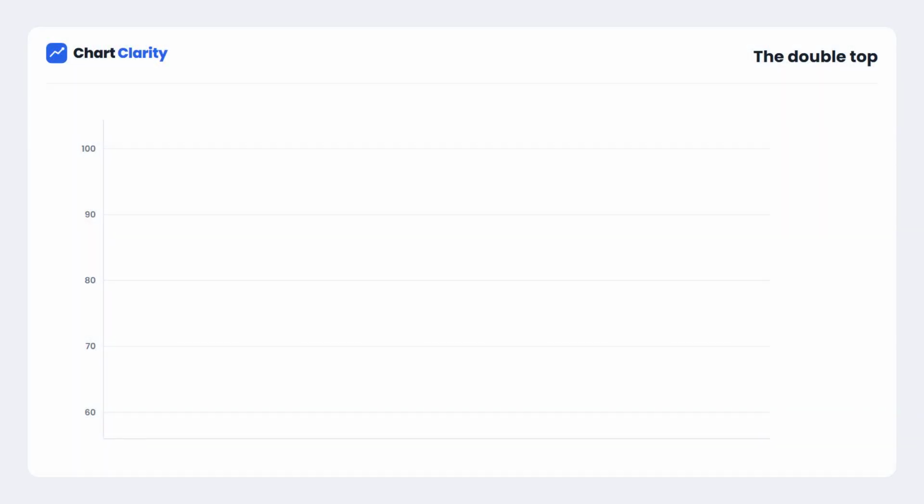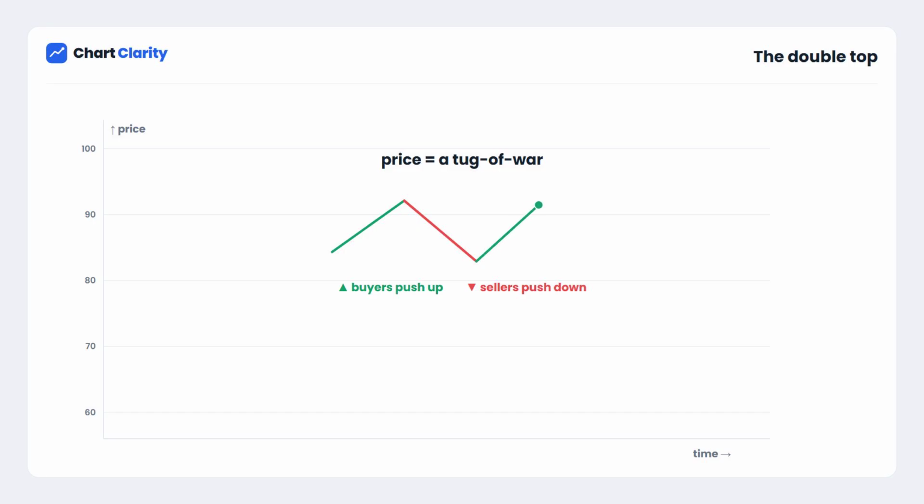First, the absolute basics. A price chart is just a picture of one thing. What people were willing to pay for something over time. Time runs left to right. Price runs from the bottom to the top. When more people want to buy, the price rises. When more people want to sell, it falls. That tug of war, buyers against sellers, is the only thing moving the chart. Hold on to that idea because our entire pattern is just a story about who's winning that fight.